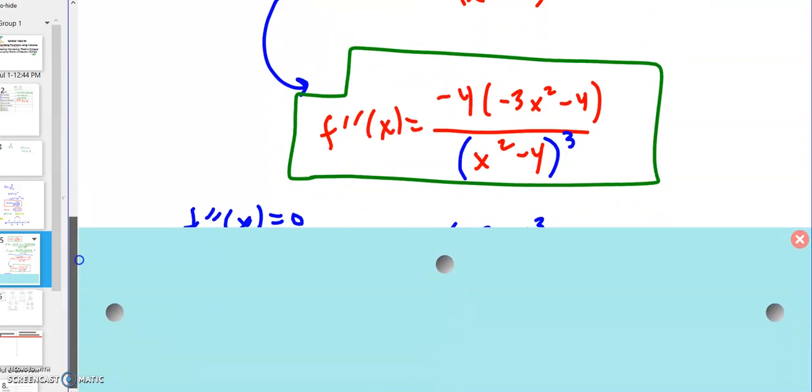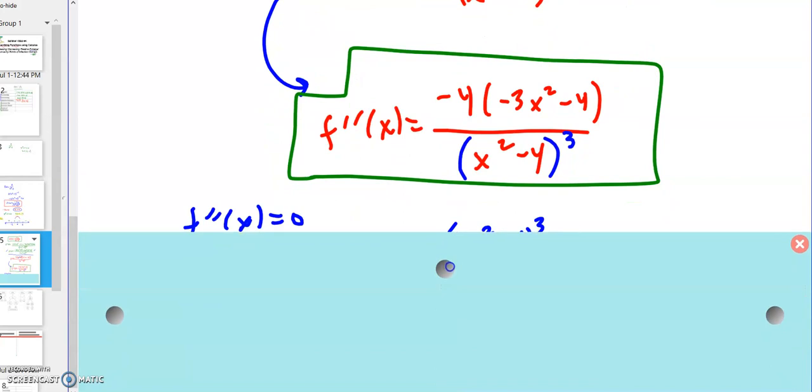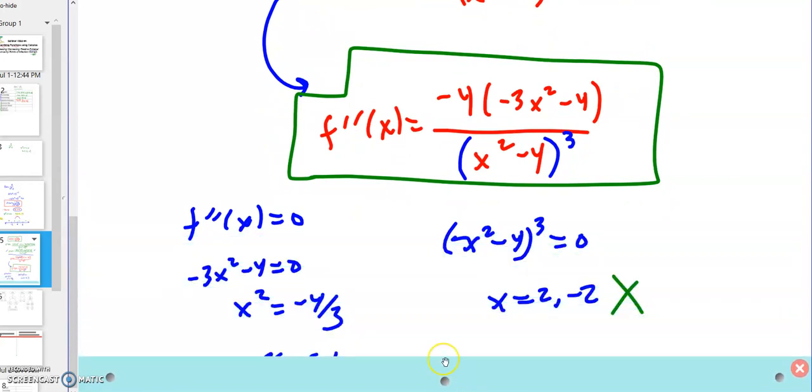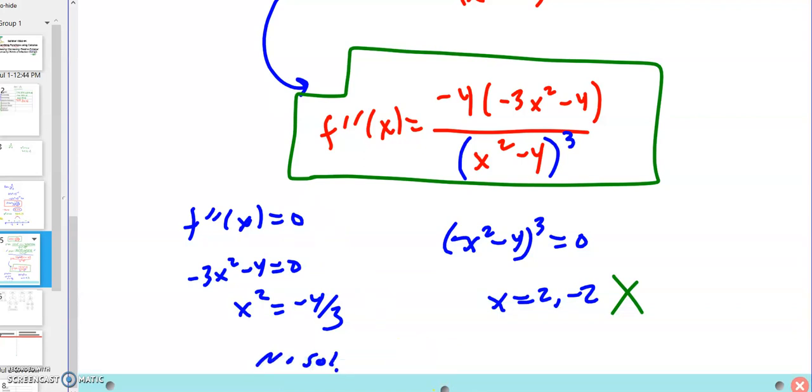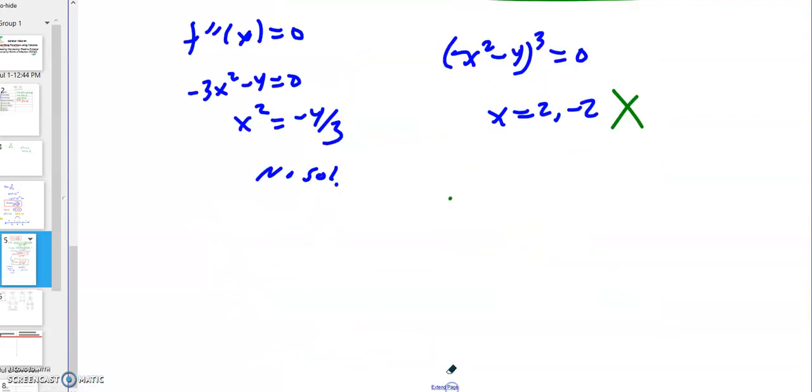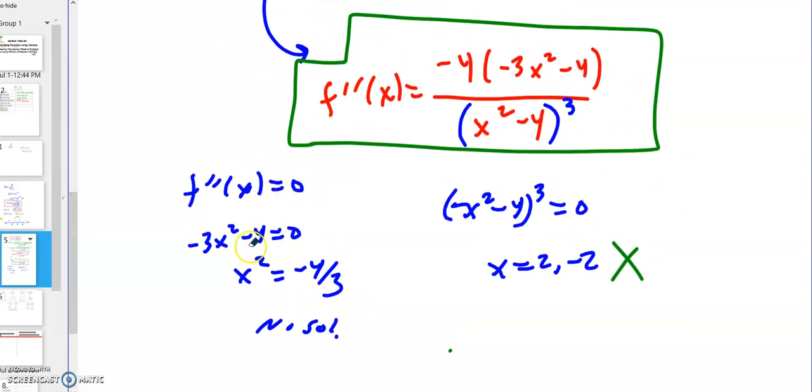Remember, when you look at your second derivative and you want to find possible points of inflection, you set the second derivative equal to 0. So that's what I did over here. I set my second derivative equal to 0. Well, that was when the numerator would equal 0. If I'm solving this equation, I get imaginary solutions. We are in BC calculus. We are doing calculus over the real numbers, so nothing dealing with imaginary numbers. So that is no solution.